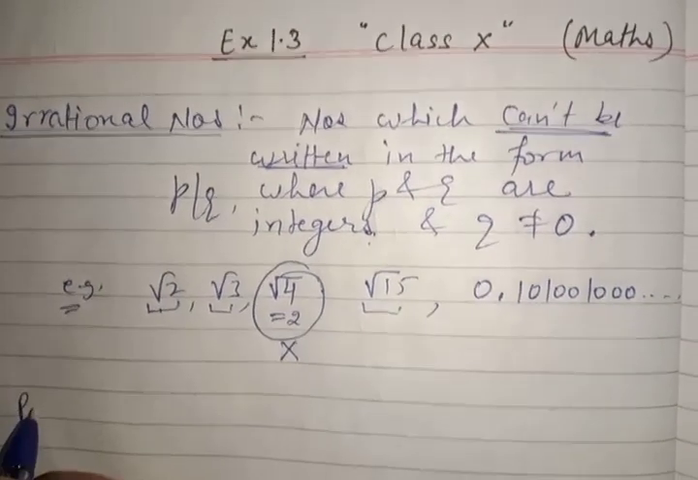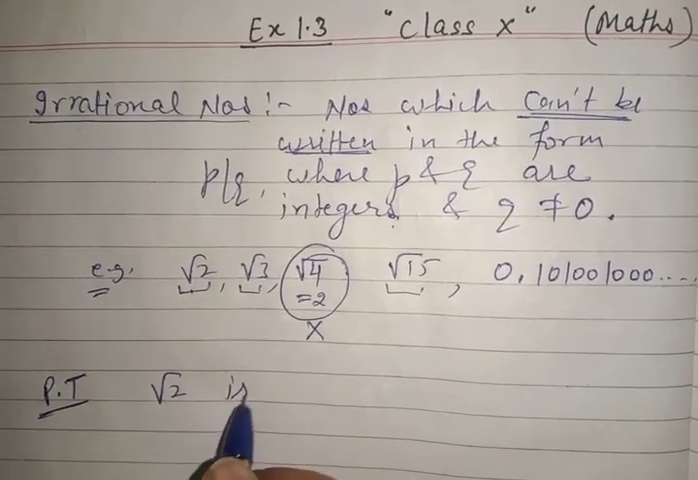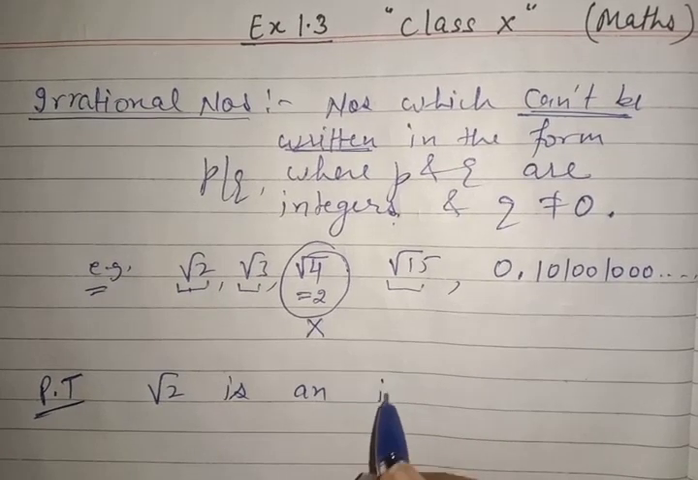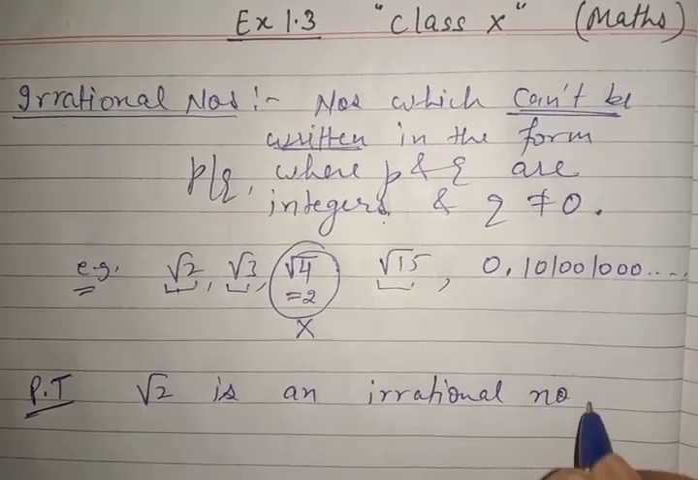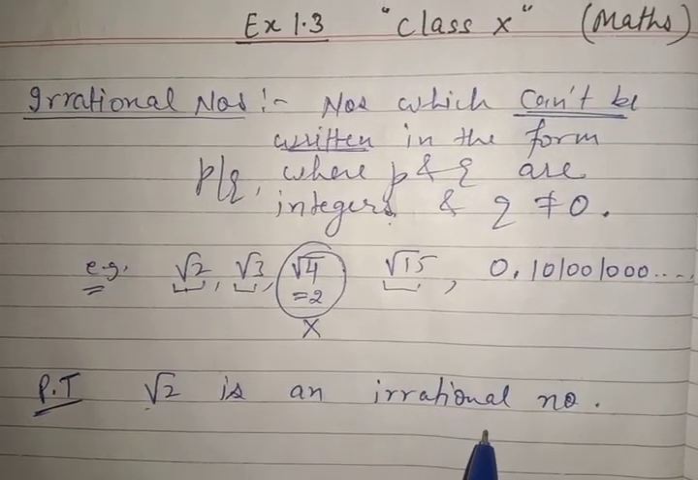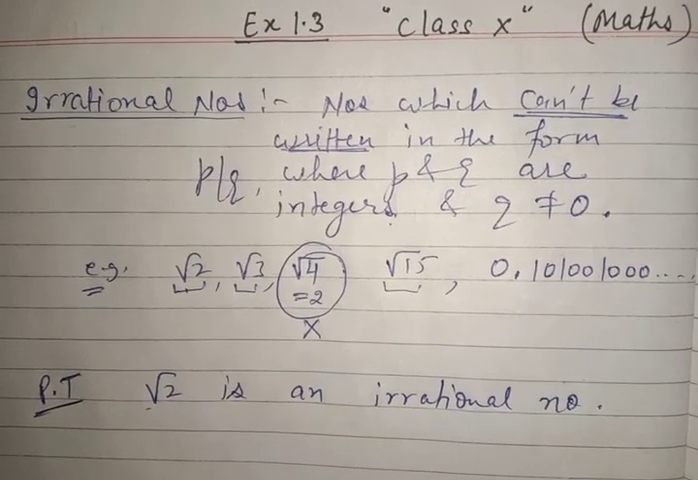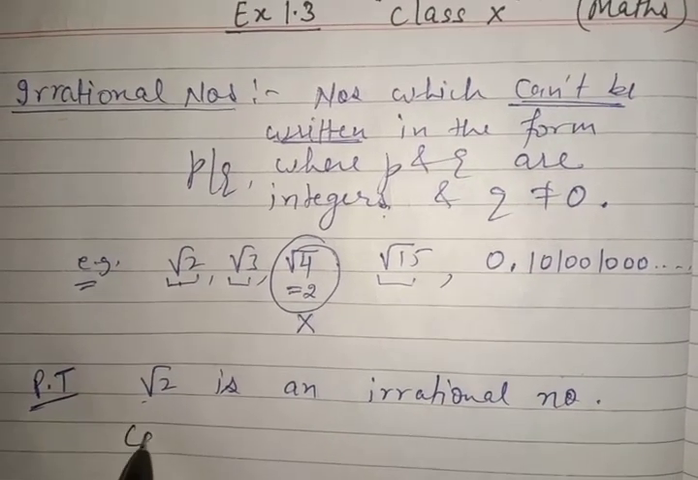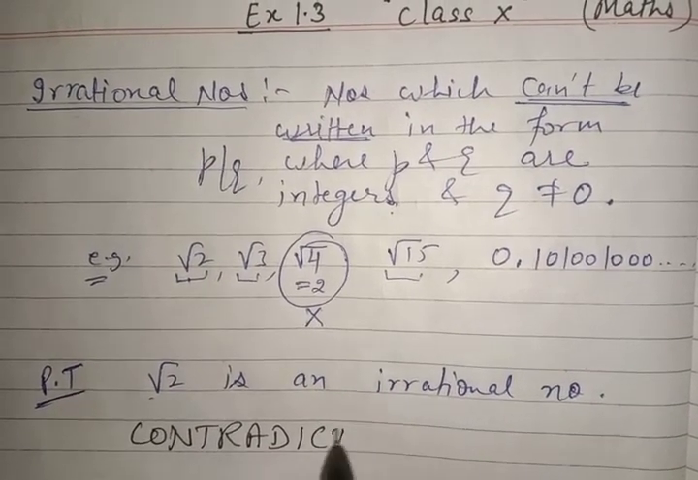So the first question that we'll do today is: prove that root 2 is an irrational number. We'll prove this first. I told you, if you remember, about a method which is known as the contradiction method in my previous video.